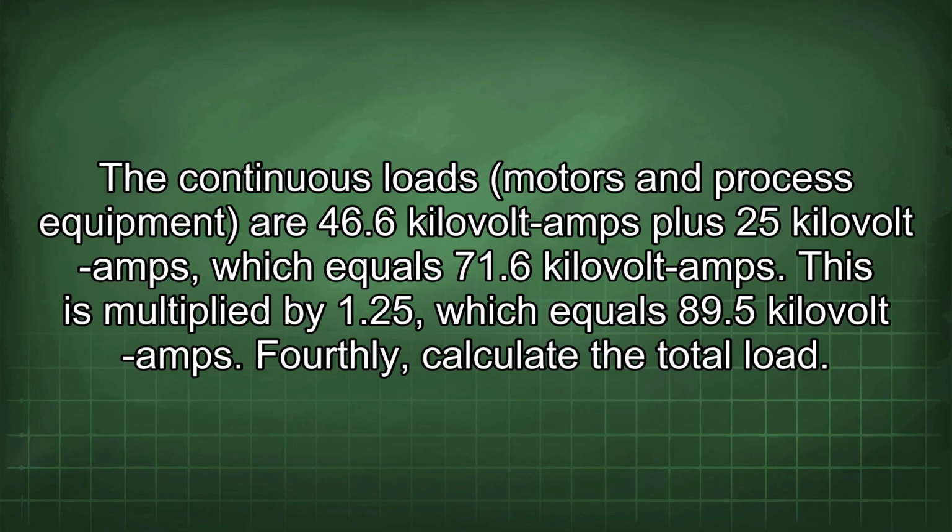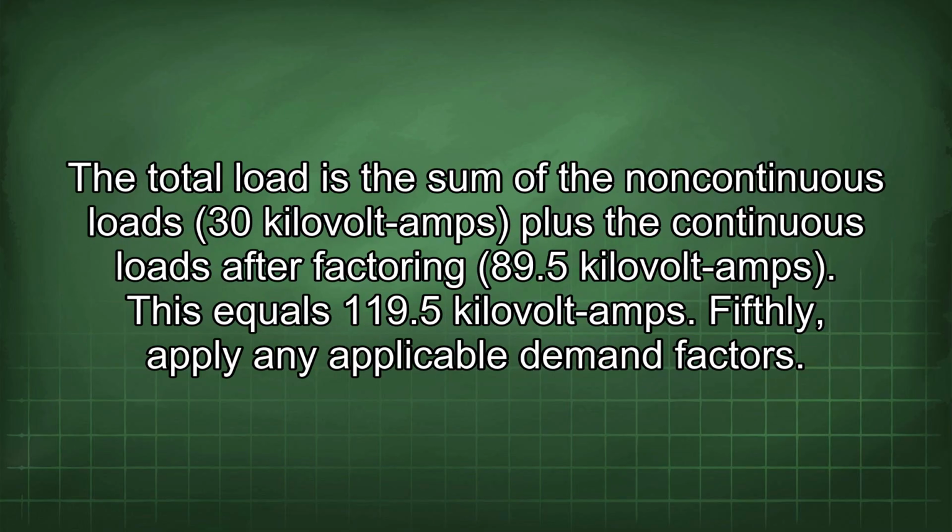The continuous loads, motors and process equipment, are 46.6 kilovolt amps plus 25 kilovolt amps, which equals 71.6 kilovolt amps. This is multiplied by 1.25, which equals 89.5 kilovolt amps. Fourthly, calculate the total load. The total load is the sum of the non-continuous loads, 30 kilovolt amps, plus the continuous loads after factoring, 89.5 kilovolt amps. This equals 119.5 kilovolt amps.